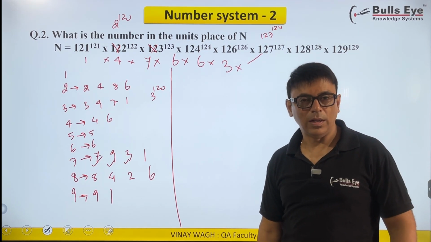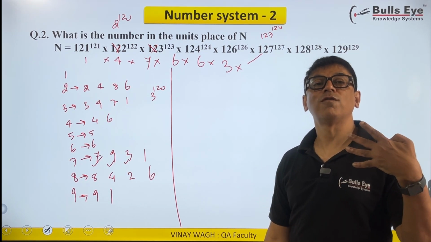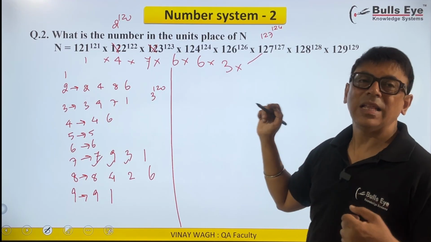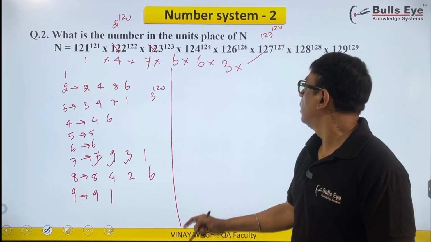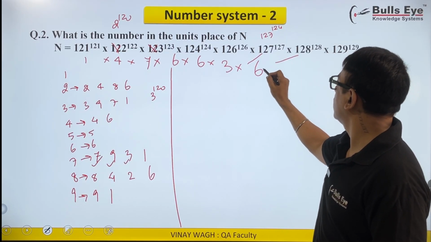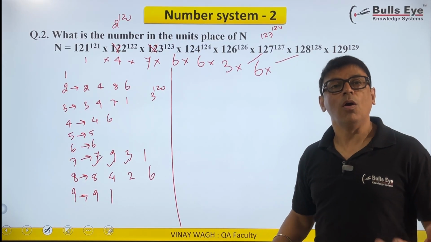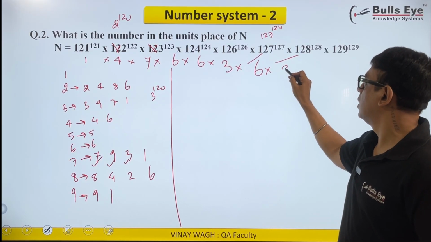128 raised to 128. Power cycle of 128 has got 4 stops. 128 incidentally is a multiple of 4. So it will end on the last stop. So the last digit of this will be 6. And 9 raised to any odd number ends with 9.